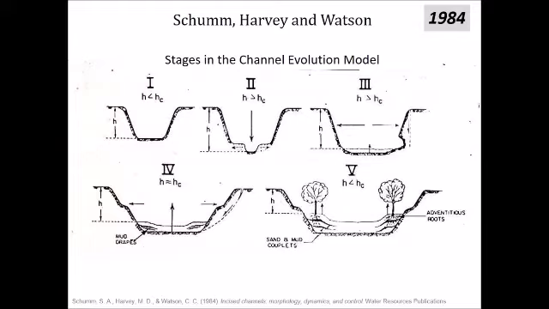And vegetation starts to recolonize that channel, and we get back to some kind of dynamic equilibrium in the fluvial system. But now we're disconnected from the floodplain, which has become a terrace. And this channel evolution model is great, and it really helped people understand what was going on and why it was so damaging and what to do about it.